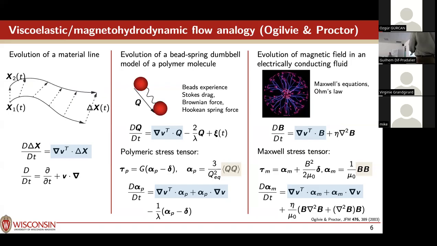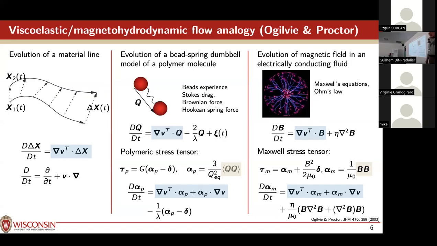And so if you think about that, the evolution of that dyad has a term that's exactly the same as in the polymer case, but it has a relaxation term that's different, a diffusive term rather than a relaxation to equilibrium term. So this is an analogy that was pointed out in a JFM paper from Ogilvy and Proctor a little more than 20 years ago. Like I said, I'm not a plasma physicist, don't know anything about magnetohydrodynamics, but there's an interesting analogy. And people have pursued this in a number of contexts.